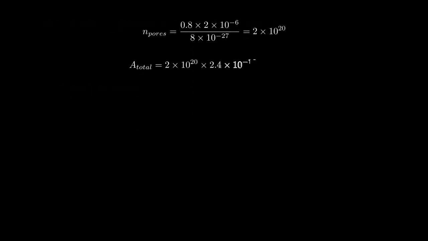The total surface area is the number of pores times the surface area per pore, which gives us approximately 4,800 square meters. That's more than half a football field from our simple calculation. So what makes MOFs special compared to other porous materials? Why do they achieve such extraordinary surface areas?